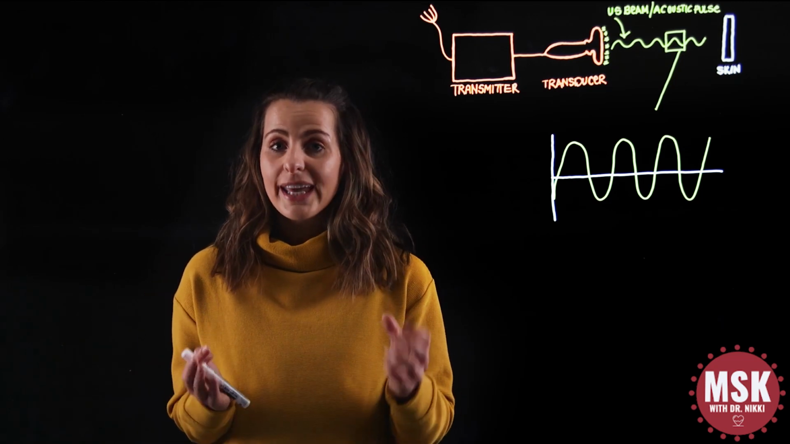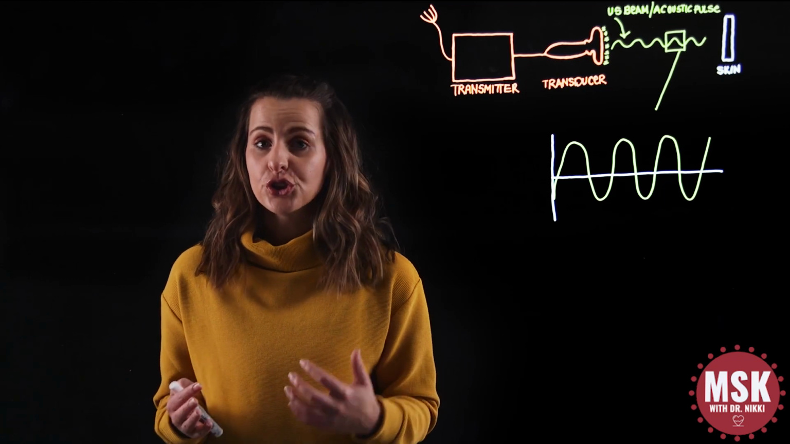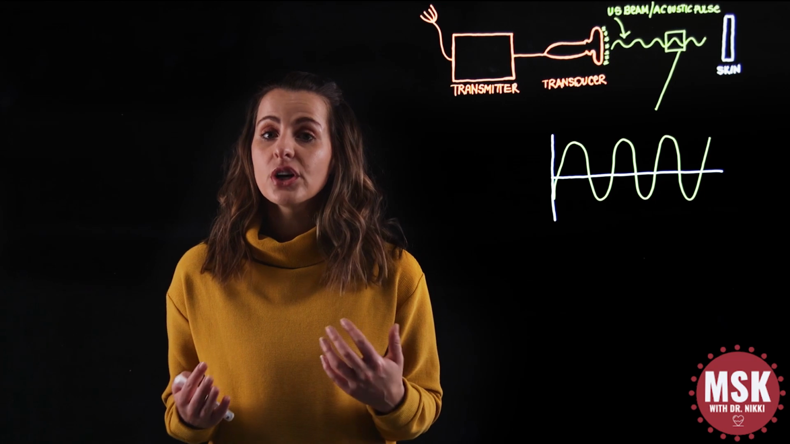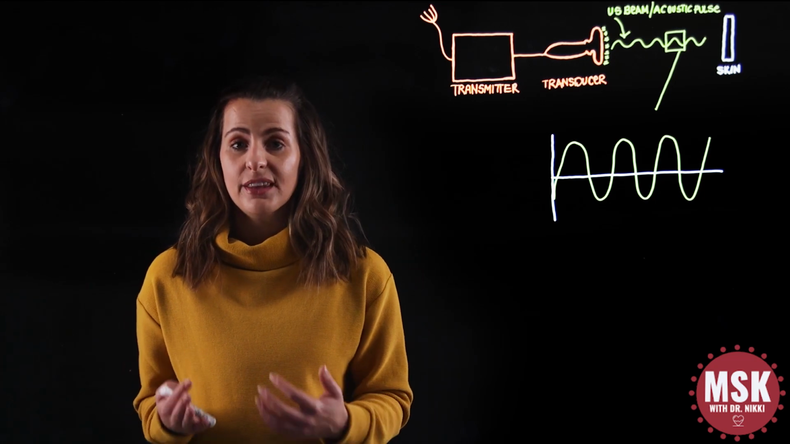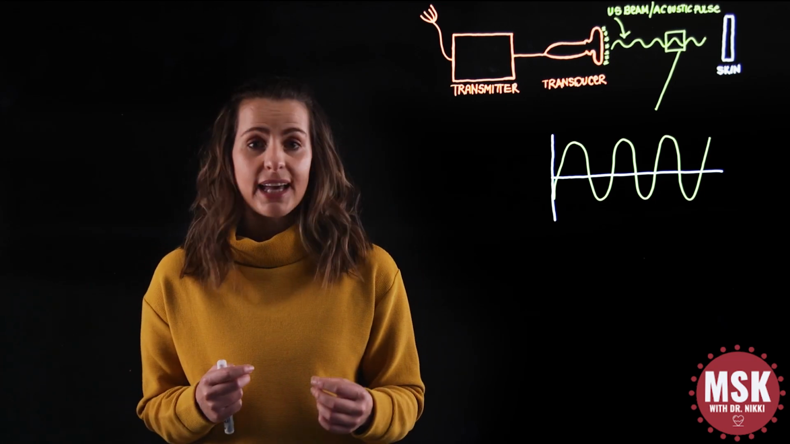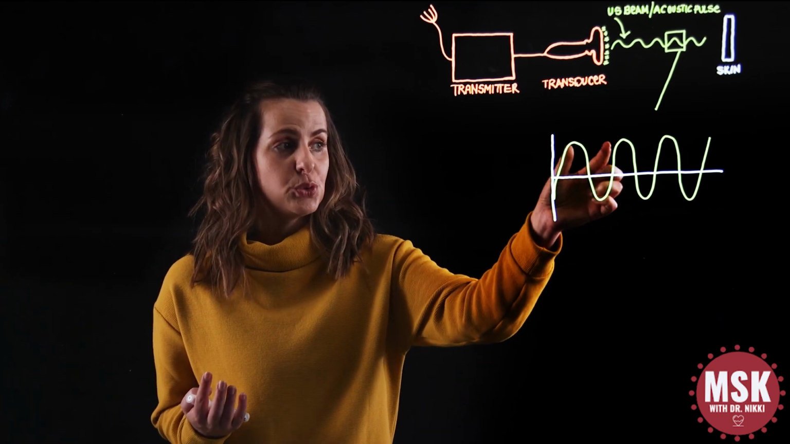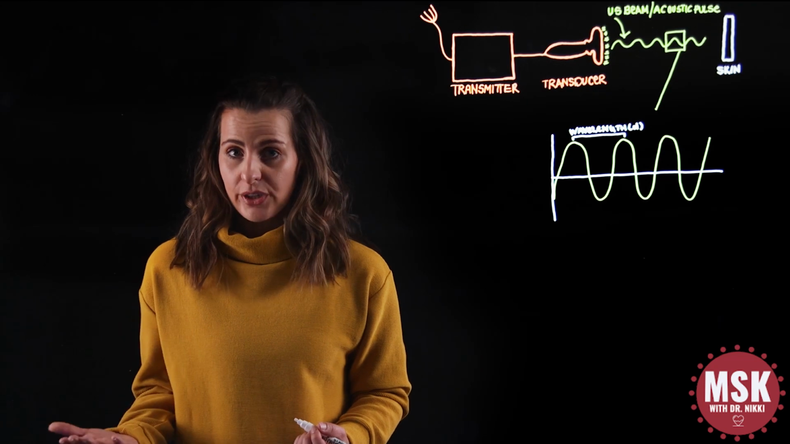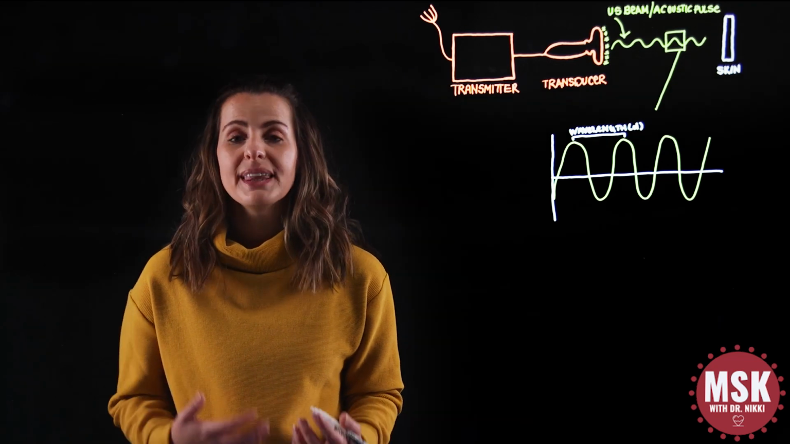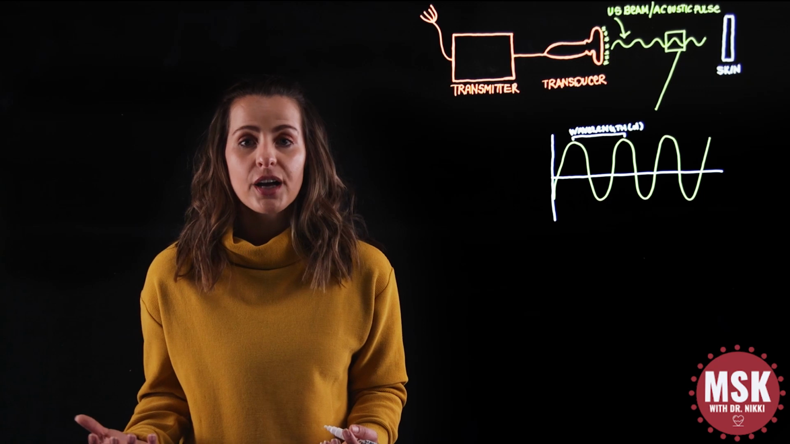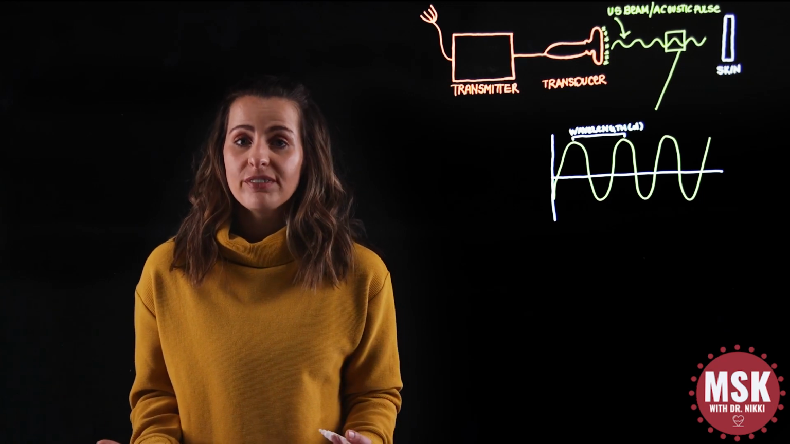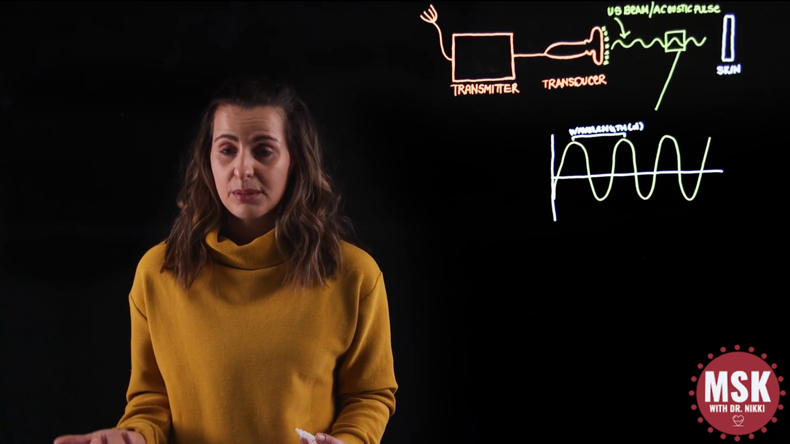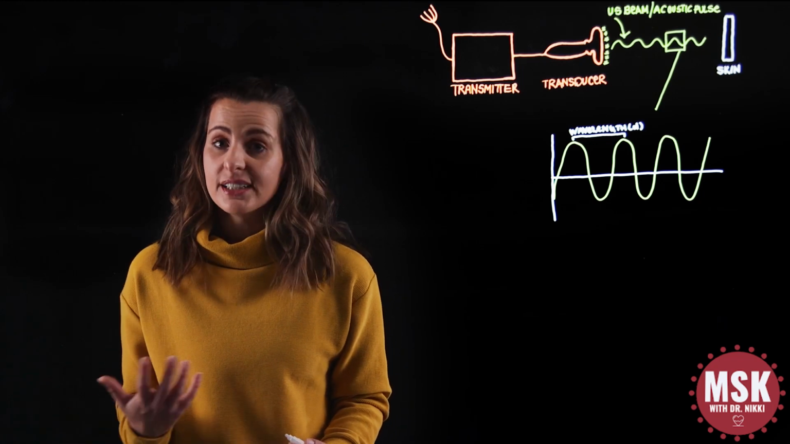Firstly, the wavelength is going to be a function of distance, represented in meters, between two consecutive identical positions in the pressure wave. So for example, if we had to measure the distance between two compressions or two peaks. A period is going to be the time taken then for a particle in the medium through which the wave is traveling to make one complete oscillation about its resting position. And this is measured in seconds.